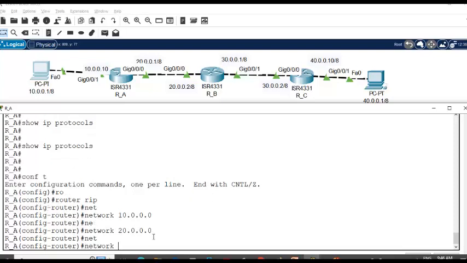Why do we have this protocol? To discover the remote networks. Then why do you worry? It will discover.